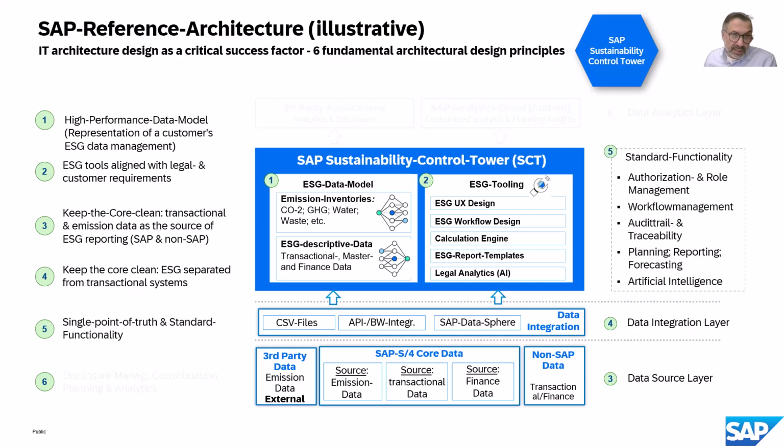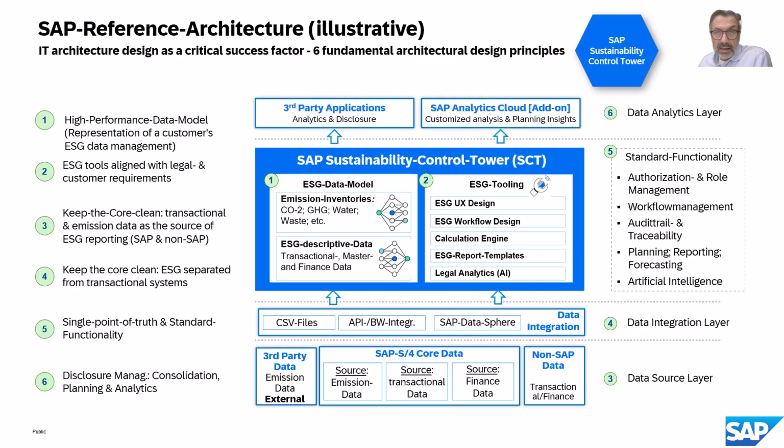The fifth key architectural design principle is a very interesting one. The reuse of already known SAP standard functionality. Especially the auditors really like that we reuse in the control tower our authorization role management concept, our workflow management concept, our audit trail and traceability concept. This is really important to make all the ESG data audit compliant, which is required from this year on, so that you deliver audit compliant ESG reports to your auditor. Planning, reporting, and forecasting capabilities are as well part of the control tower. Artificial intelligence, I mentioned that already.